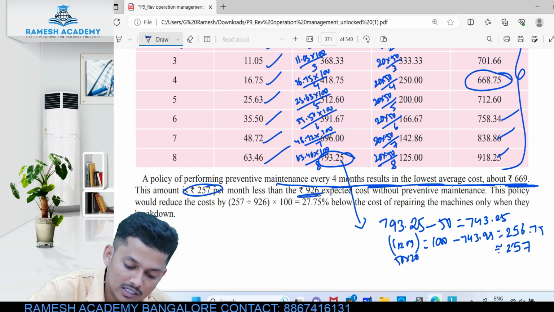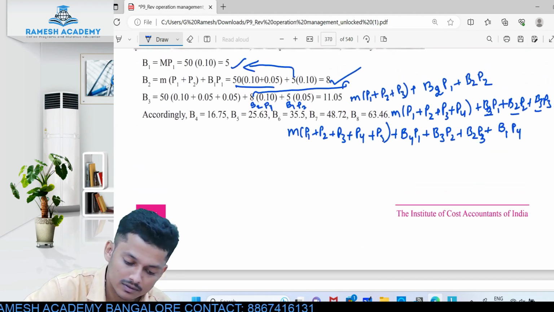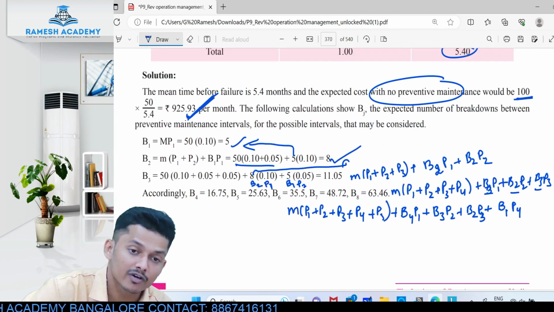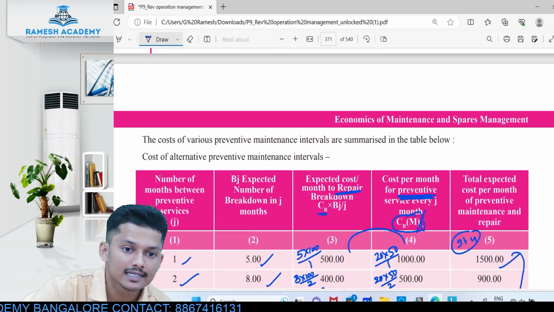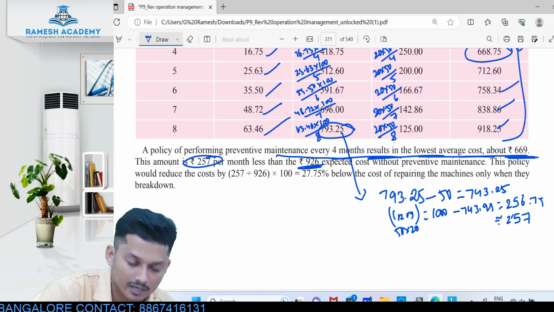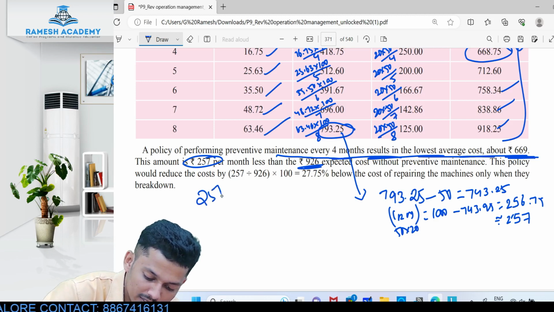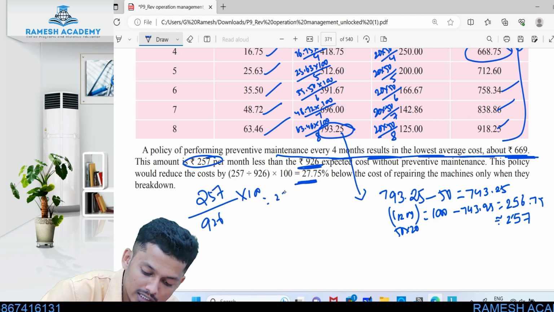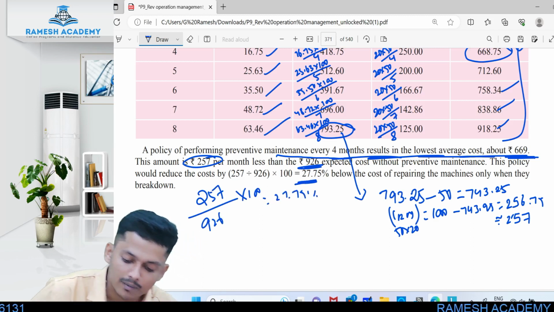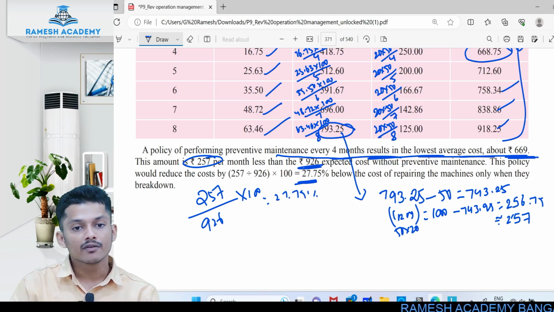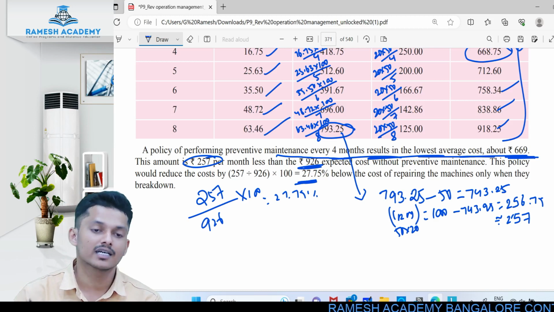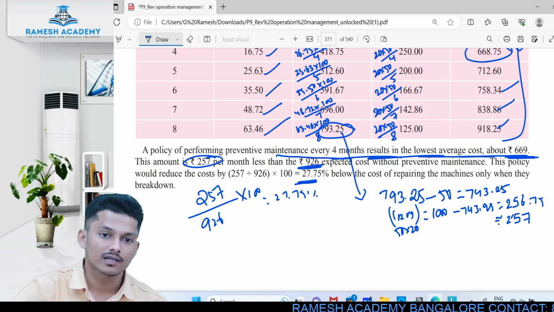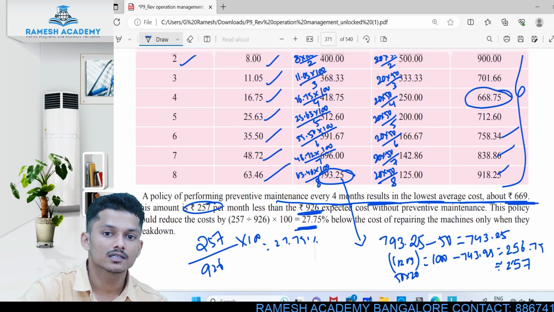Next, 926 we already found from here. 925.93, that is 926 on rounding off. Now take 257, that is the repair, divided by total, how much? 926 into 100%. If you do that, you will get 27.75% below the cost of repairing the machine only when they break down. Clear? So simple, just a tricky part, that's it. You have to understand it well. Okay, clear? Yes.